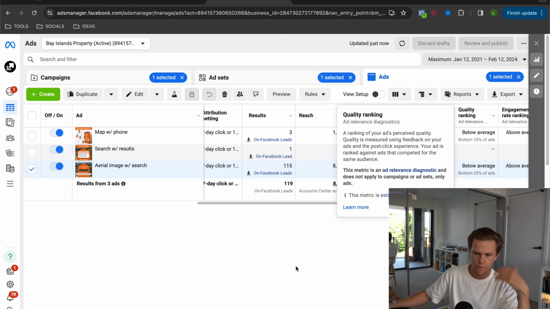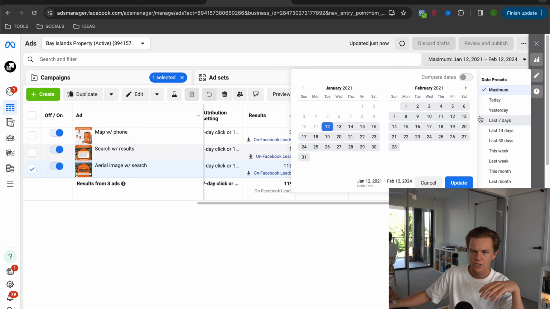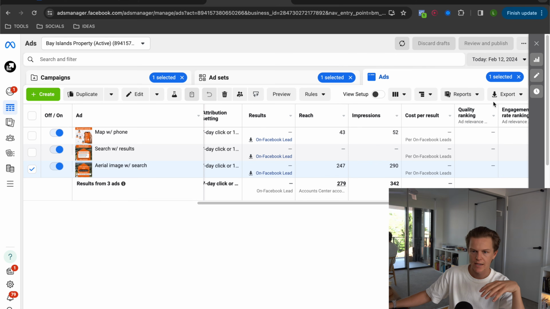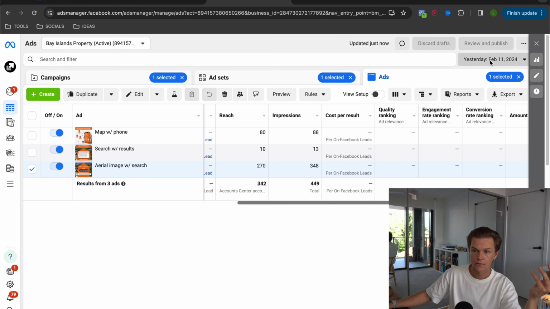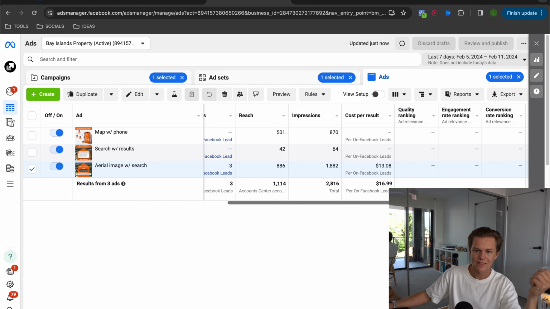during the maximum duration of this campaign, the lifetime cost per lead has been $8.57. But if I change this to, say, just today, we can see it hasn't generated any leads. Or if I make this yesterday, it hasn't generated any leads either. If I make this the past 7 days, the total cost per lead has actually been $16.99. Okay, which is very different than what the total cost per lead is.